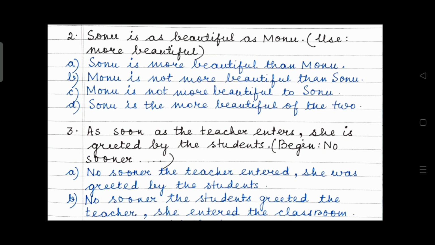Sonu is the more beautiful of the two. Here again, not mentioned in the question. Option D is also not right. Option B is the right answer. Monu is not more beautiful than Sonu. Both are equally beautiful. No one is more beautiful than the other.